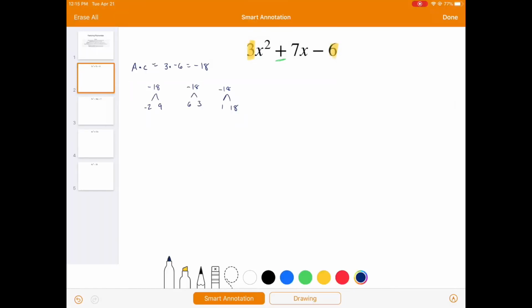Once we know what the correct factors are, we're going to rewrite my original equation. So we'll do 3x squared, and instead of putting b, we're going to put the factors. So minus 2x plus 9x minus 6. With this information, we can fill out our box.